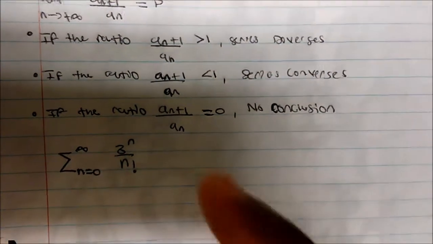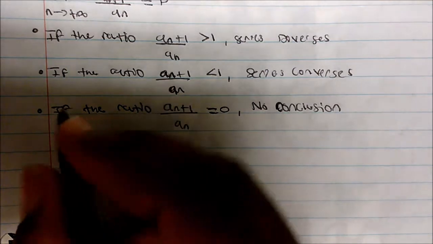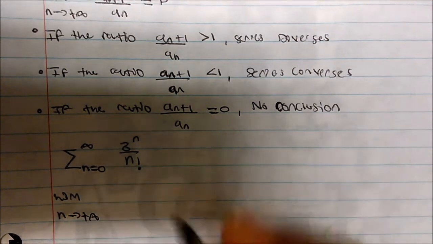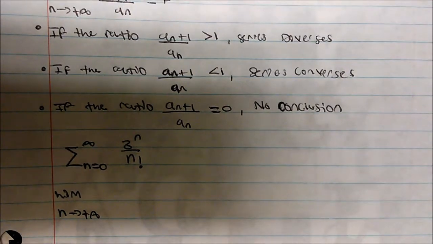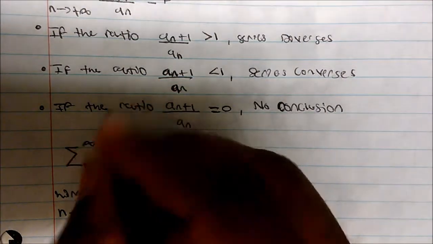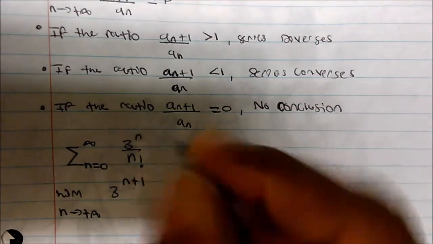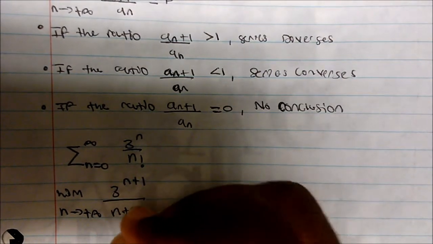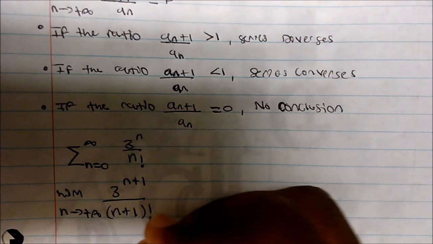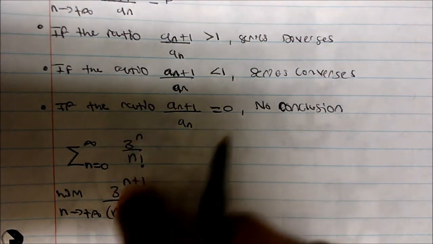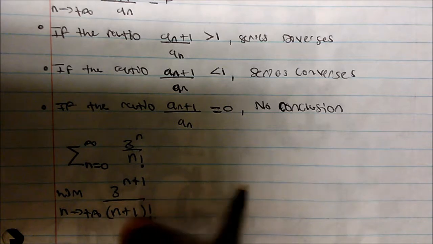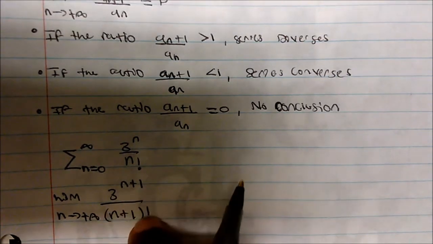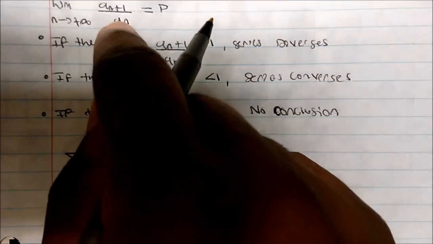So the idea is that I'm going to take a limit as n approaches positive infinity of a_(n+1). This will be 3 to the n plus 1, because for n we plug in n plus 1, and we're going to divide that by n plus 1 factorial. So this is a_(n+1) as currently constructed. Now we have to divide this whole a_(n+1) by a_n.